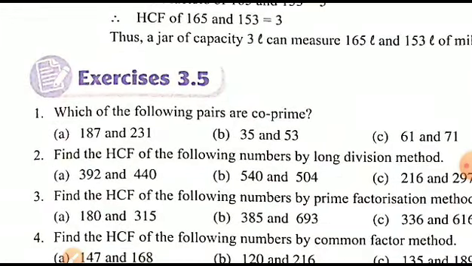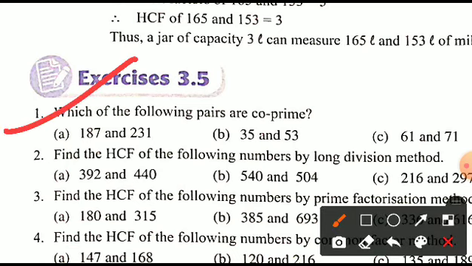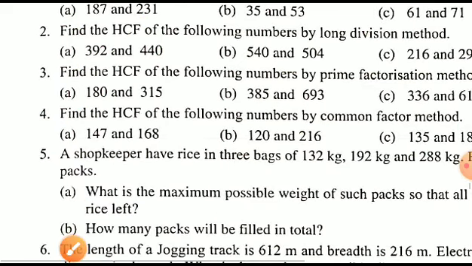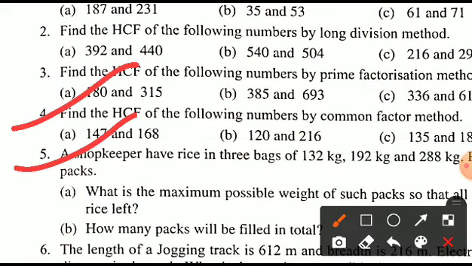Now students, see exercise 3.5. Which of the following pairs are co-prime? You know the property and definition of co-prime, so you can easily find the co-prime numbers. Second one is find the HCF of the following numbers by the long division method. It is also very simple for you because you know the division method. So you can solve the questions of this exercise. This is your homework and you have to solve the questions of this exercise very carefully, all of them.